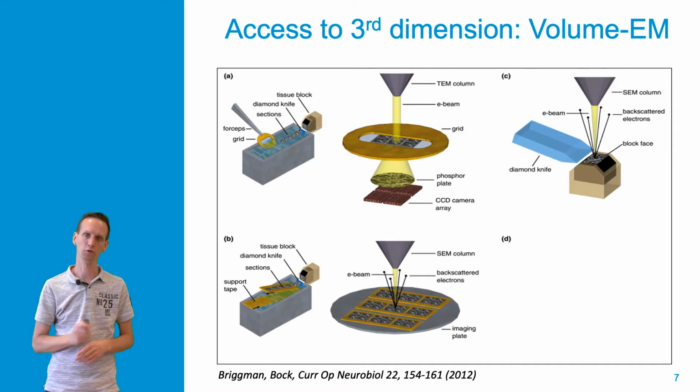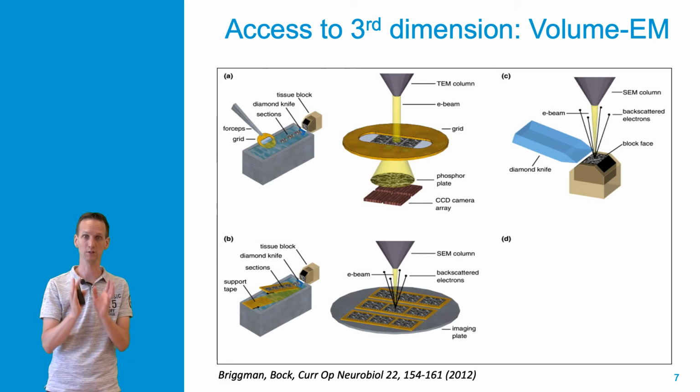Now another approach for block face imaging in scanning electron microscopy is to use a so-called dual beam system, a microscope that has a pole piece generating an electron beam, but also has another column which generates a focused ion beam.